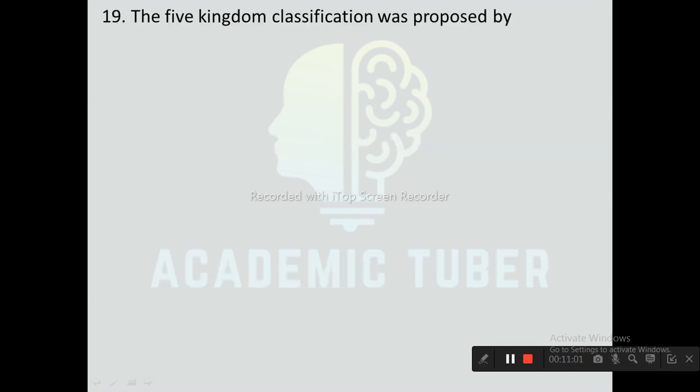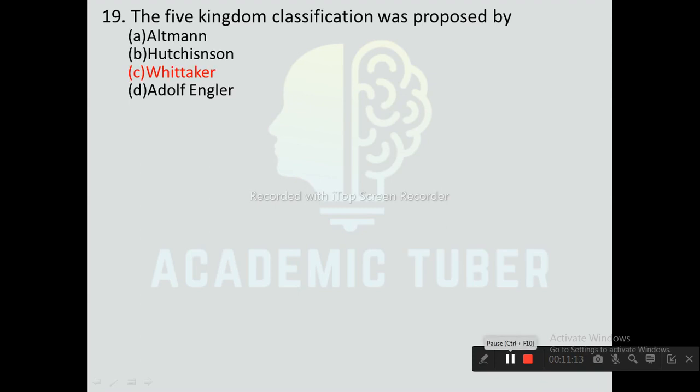Next one, the five kingdom classification was proposed by. Options are Altman, Austinson, Whittaker, Adolf Engler. And the right option is option third, that is Whittaker. The full name of Whittaker is R.H. Whittaker, Robert Harding Whittaker. He is an American taxonomist.